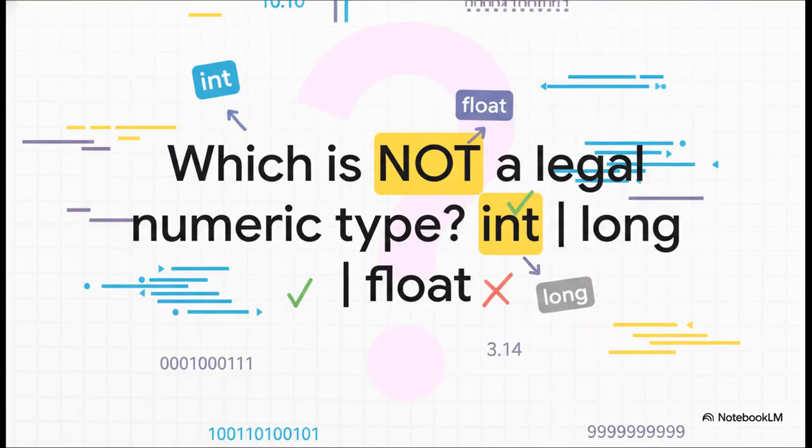All right, let's wrap this up with a little quiz to see what you've learned. Here's the question. Which of these is not a legal numeric data type in modern Python? Is it int, long, or float? Got an answer? If you said long, you are absolutely right.